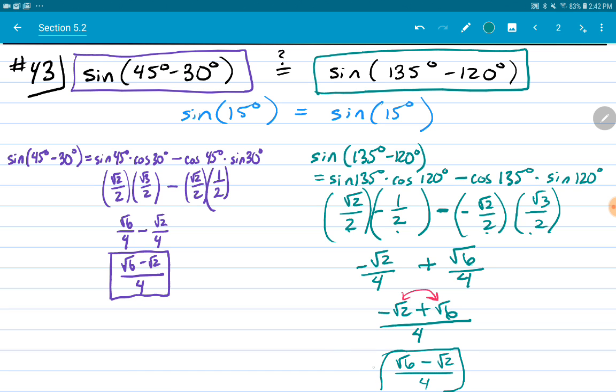which is equal to this. So either way, purple way or green way, we still get the same answer to find that non-standard angle.